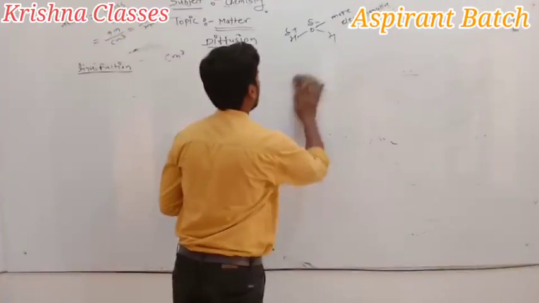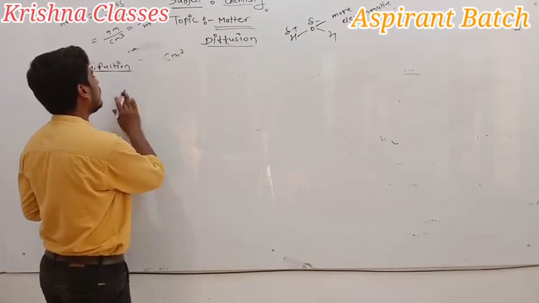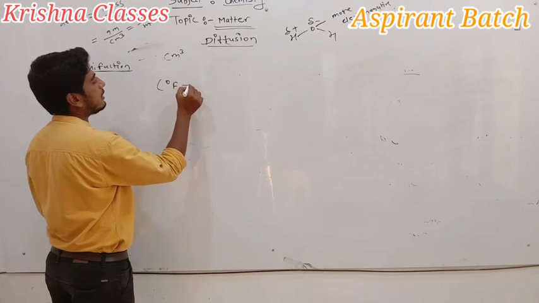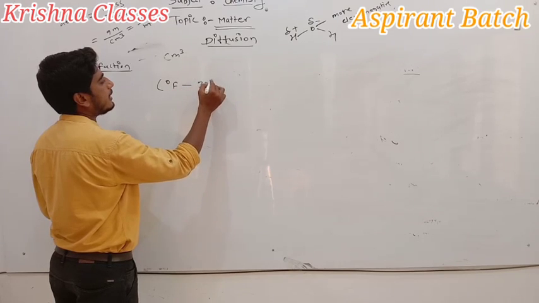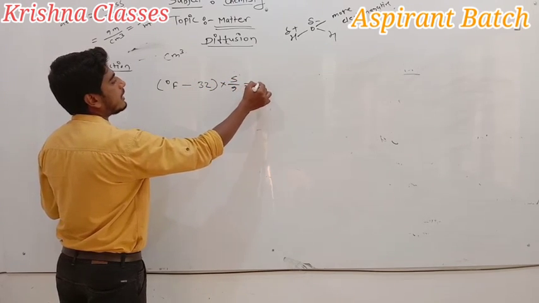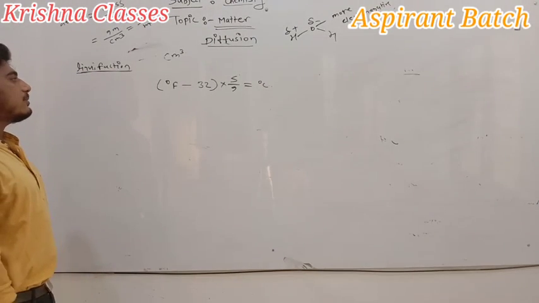Then the last is the conversion of Fahrenheit into degree Celsius. We know that the conversion of Fahrenheit into degree Celsius is, by using the formula, degree Fahrenheit minus 32, into 5 by 9, is equal to degree Celsius. It is converted into degree Celsius by using this formula.